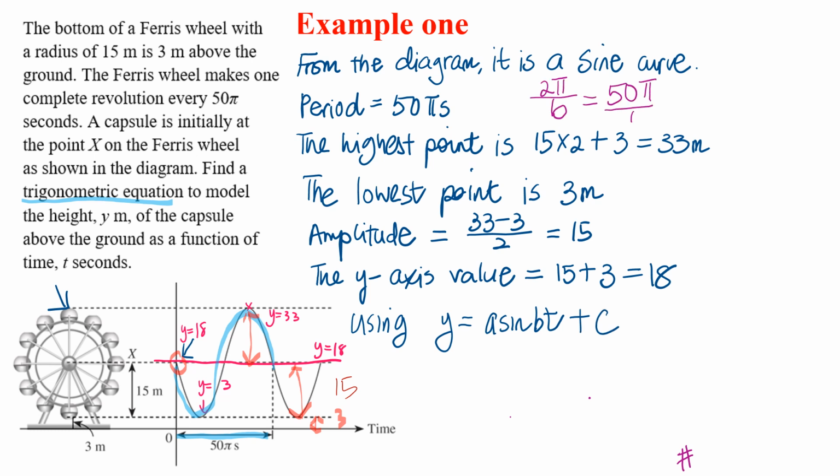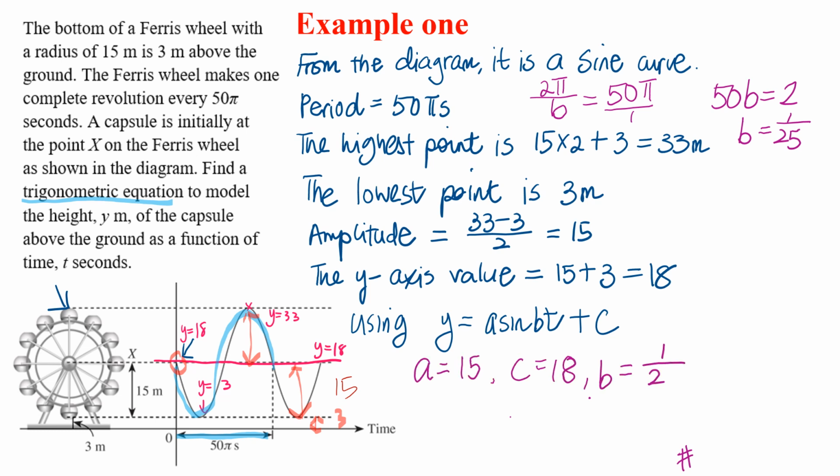So using y equals a sine bt plus c, we still need to find the b. Yes, of course. So to find b is just 2 pi over b equals to 50 pi, because 50 pi is the period. So from there you can get b to be 1 over 25, and you substitute everything into the trigo equations.